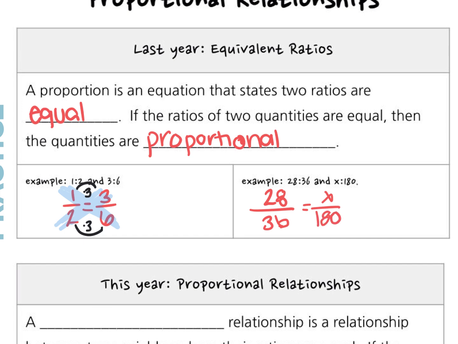So you can either look for a common multiplier. 36 times what gives us 180? Anyone know that off the top of your head? Okay. Maybe, maybe not. It's not 6. Or we can do cross products. It's probably going to be the faster way here. So whatever is on this diagonal, 36 times x, or 36x, is equal to the other diagonal, 28 times 180.